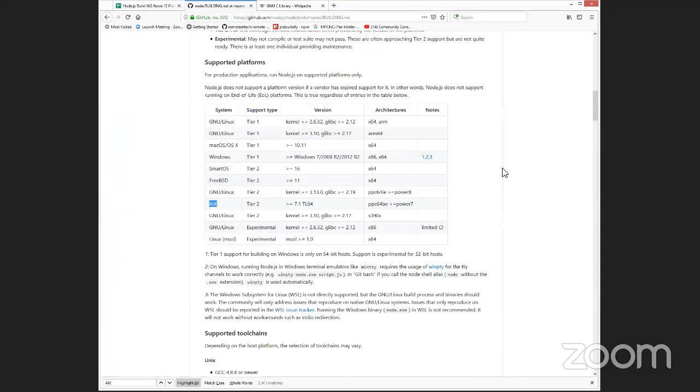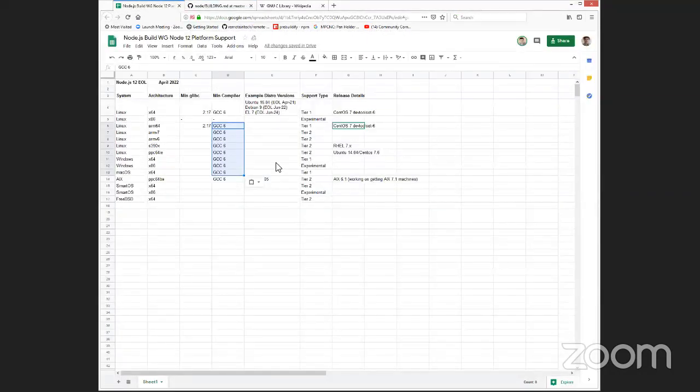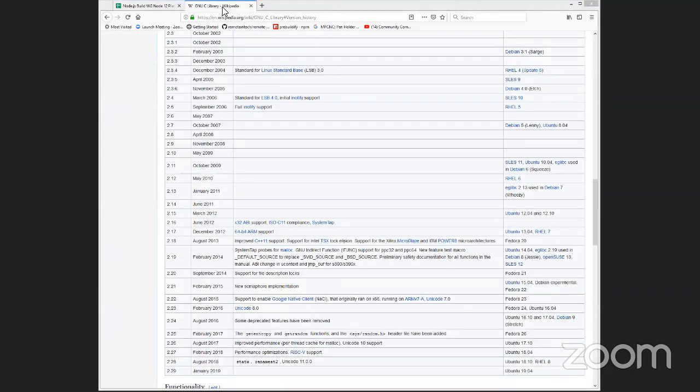Okay, so Linux ARM64, we are currently at the level that we're talking about bringing x64 to. We're currently compiling that on CentOS 7 DevToolset 6. So we leave that one and we're bringing x64 up to that for releases.